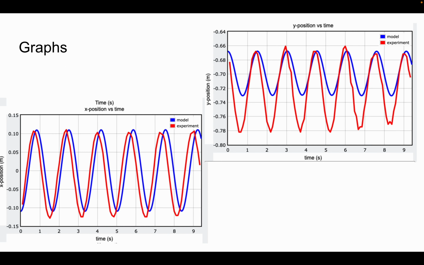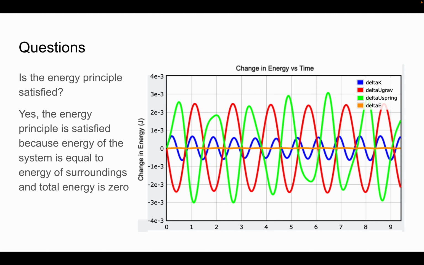For the graphs, we have the position time graph in the x direction and in the y direction, and the reason for the discrepancies could have been because of drag not being taken into account, as well as errors when tracking the object on the Tracker software.